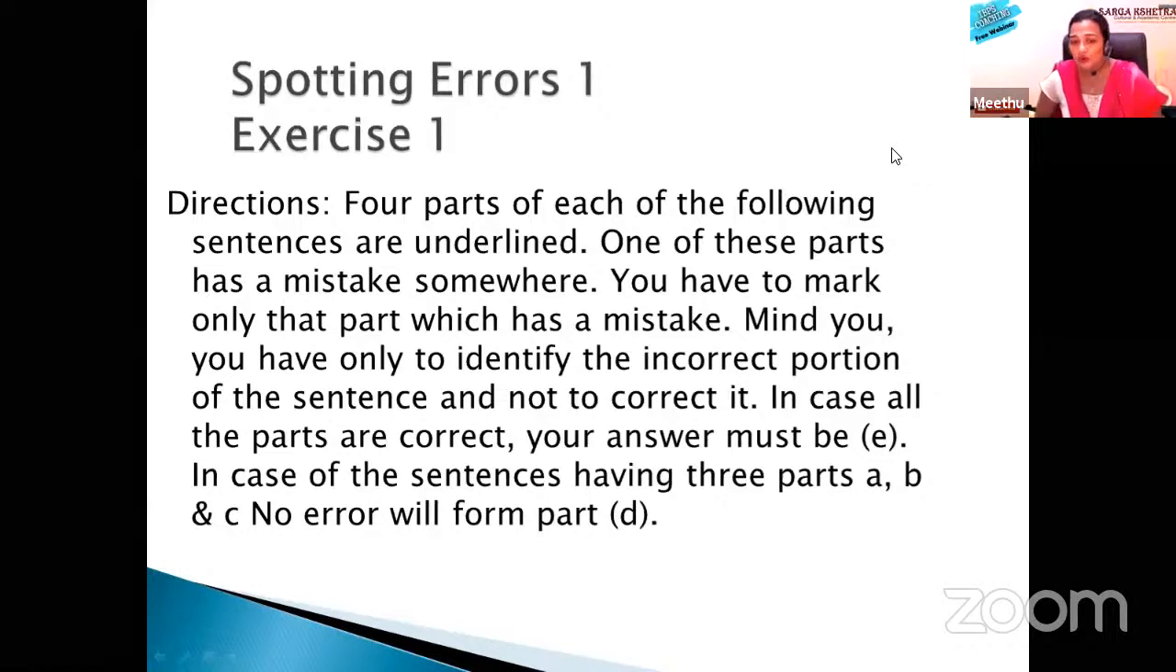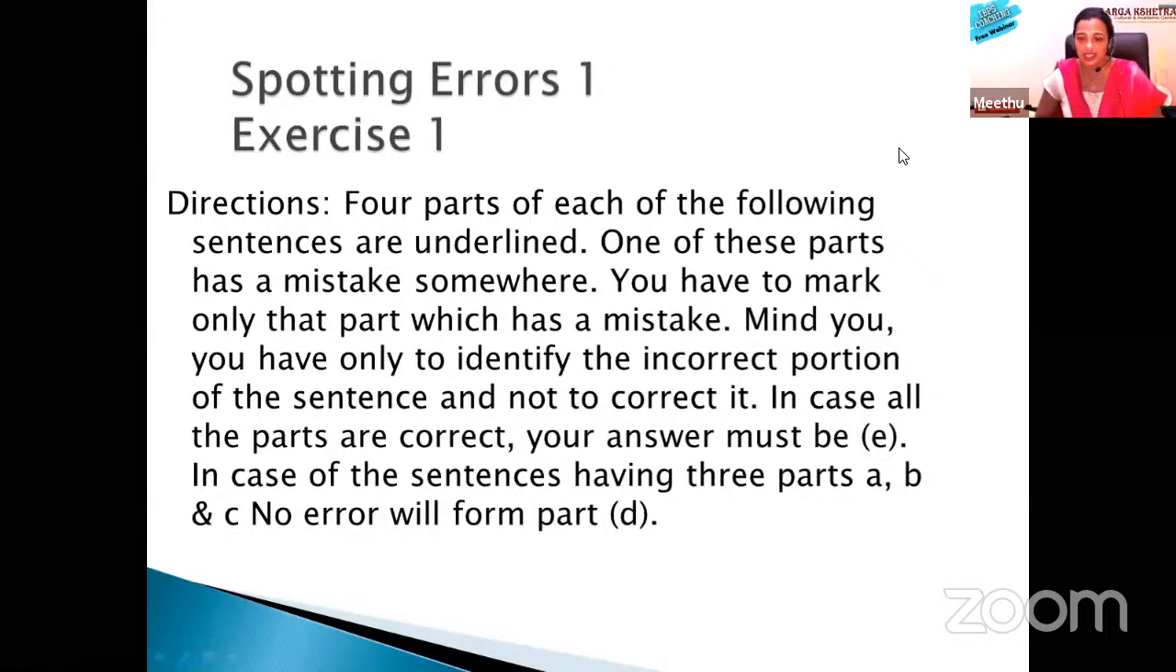Okay, moving on. Four parts of each of the following sentences are underlined. That is, in a sentence, there are four parts or words which are underlined, and one of these parts has a mistake somewhere. You have to mark only that part which has a mistake. Mind you, you have only to identify the incorrect portion of the sentence and not to correct it. You will get a sentence where different parts are underlined, and you have to just identify the part which has a mistake. You are not asked to correct it. In case all the parts are correct, your answer must be E, that is, no error.